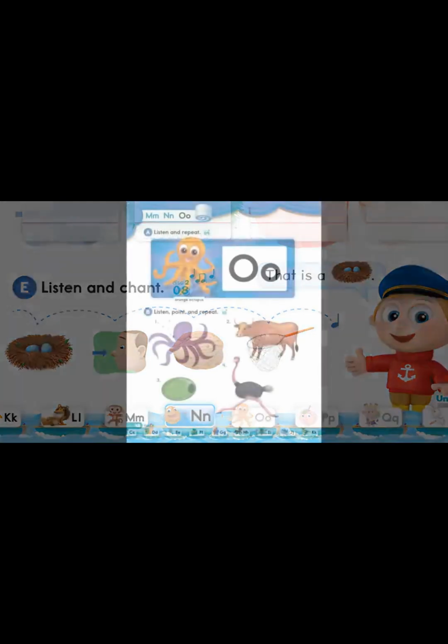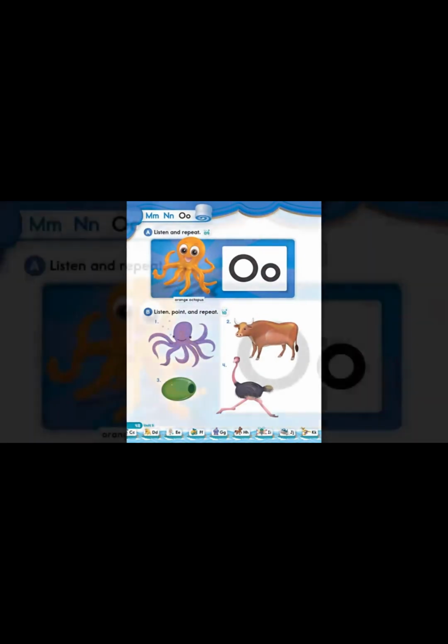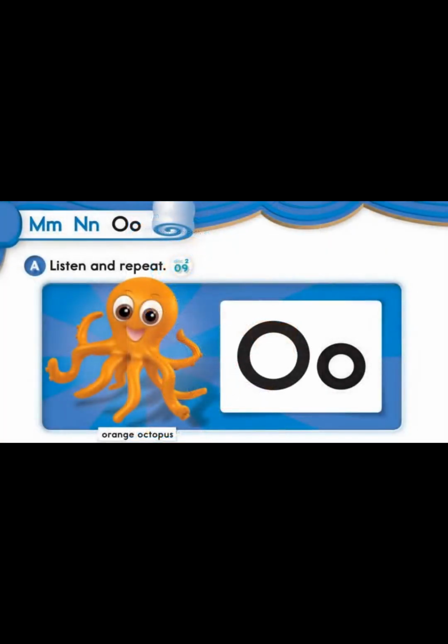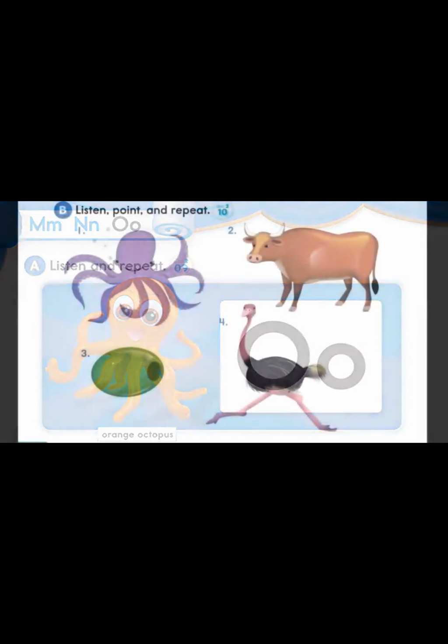Page 48. The letter O. A. Listen and repeat. Hi, I'm an orange octopus. This is the o sound. This is the letter O. Orange octopus. What's the beginning sound? What letter is this? O.